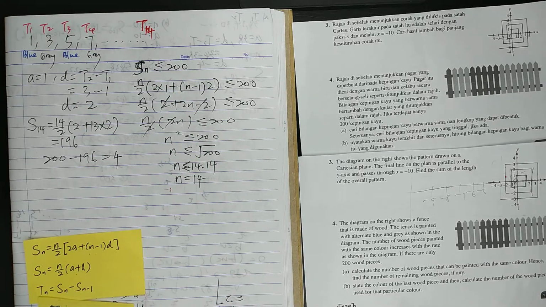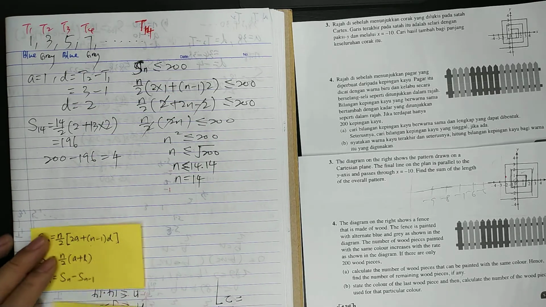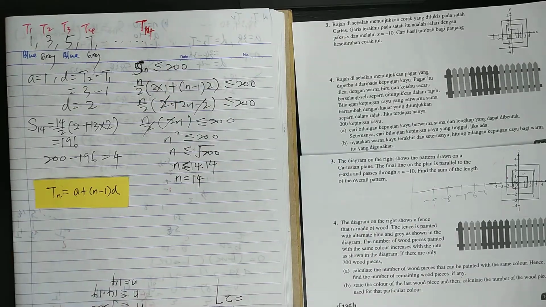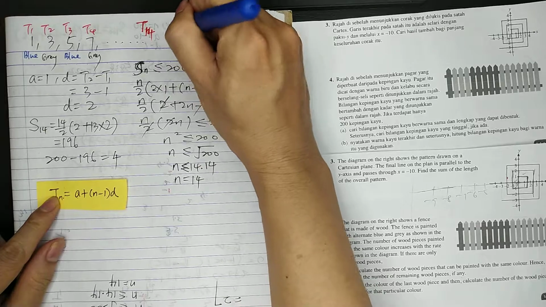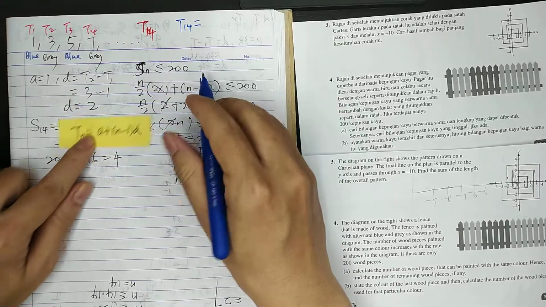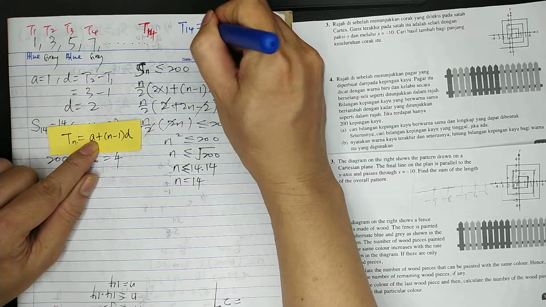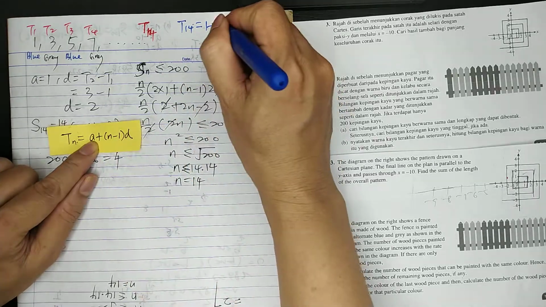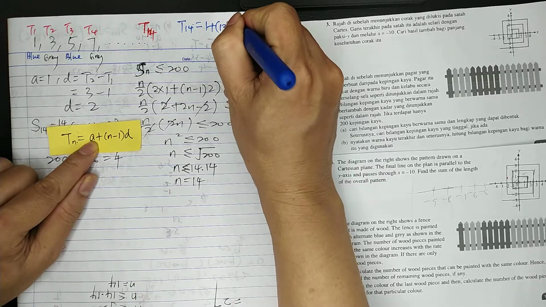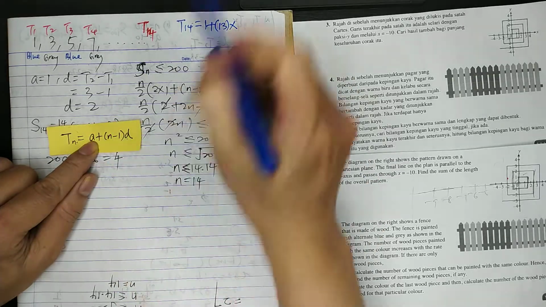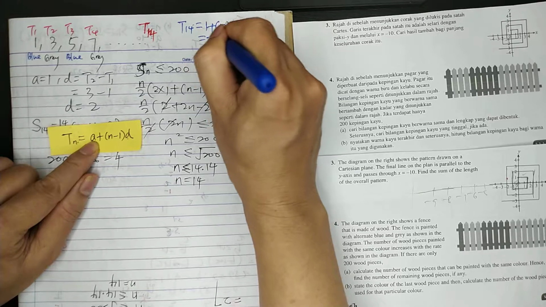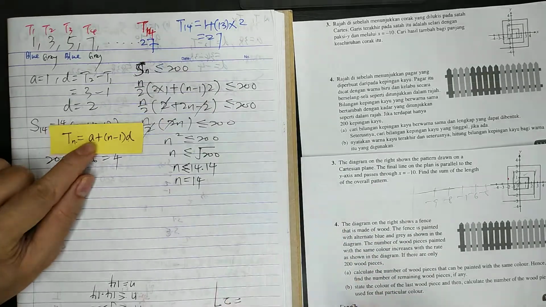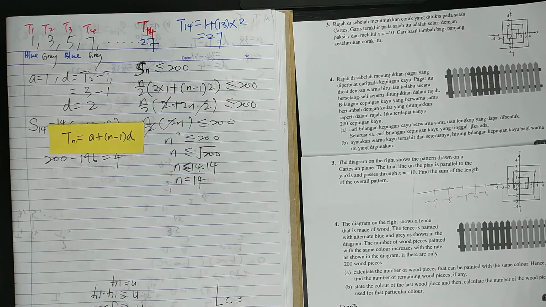Why is it D14? So we apply this formula, the last, Dn, so D14 equals A. A is 1, N is 14, 14 minus 1 is 13, 13 times D, D is 2, so we get 27. So we know the last is 27.